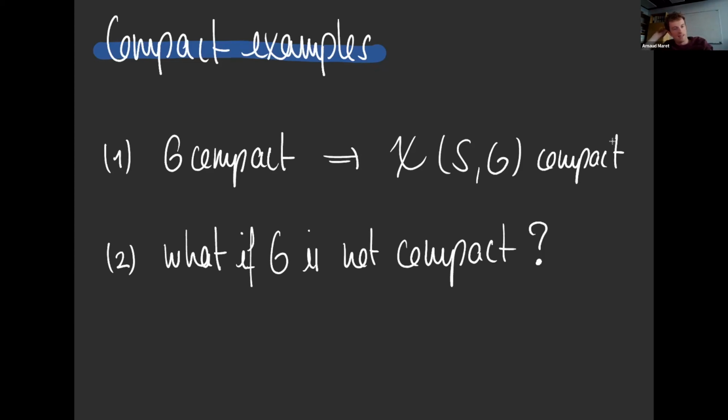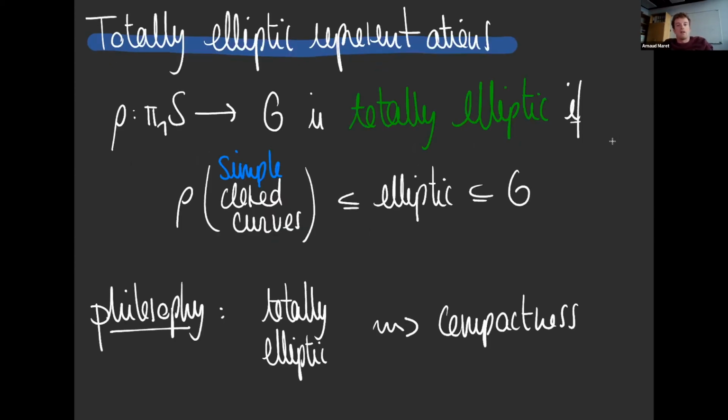And that's somehow the kind of representation I'm trying to sell to you today, which are these so-called totally elliptic representations. So what is a totally elliptic representation? Again, we are looking at representations from the fundamental group of surfaces into a Lie group G. We're going to say that the representation is totally elliptic if it maps all the simple closed curves on the surface, where simple means no self-intersection, so you take a connected one-dimensional submanifold of the surface if you prefer, you want to send all the simple closed curves to an elliptic element in your Lie group G.